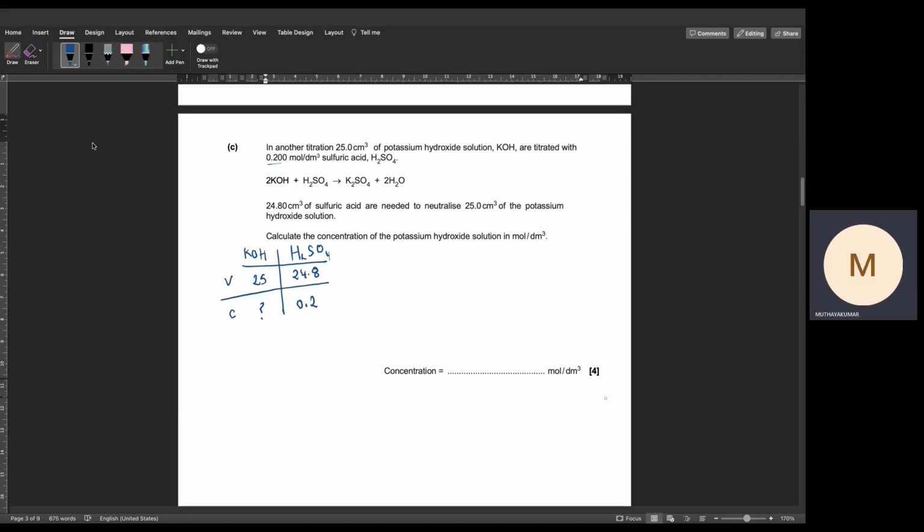So let's start by working out the number of moles, and we can work out the number of moles of acid since we have both concentration and volume. So using n equals CV, the number of moles is equal to 0.2, the concentration, multiplied by the volume. Since the volume is in centimeters cubed, we need to divide it by 1,000.